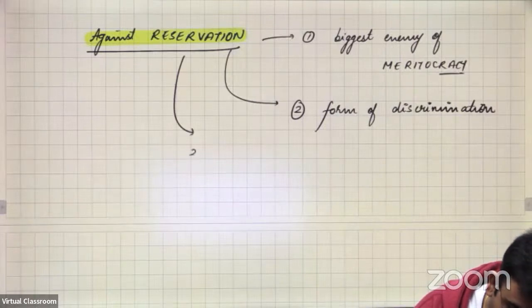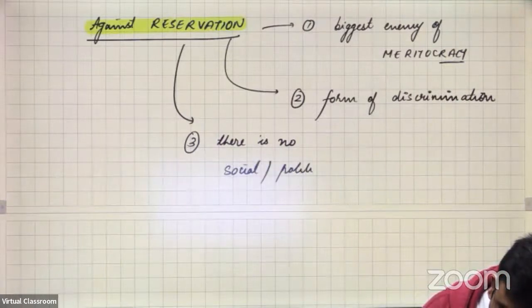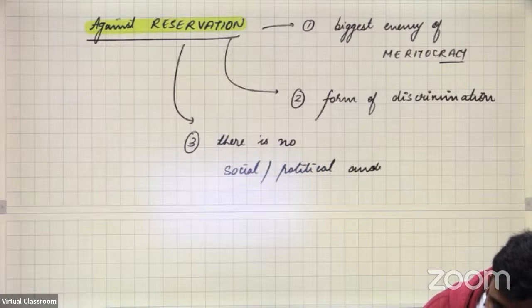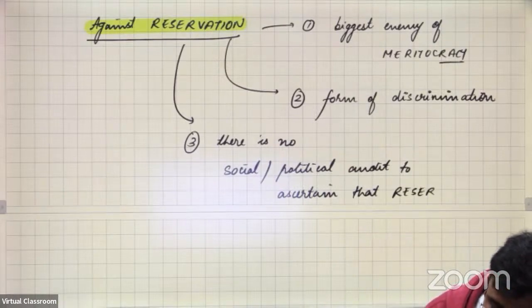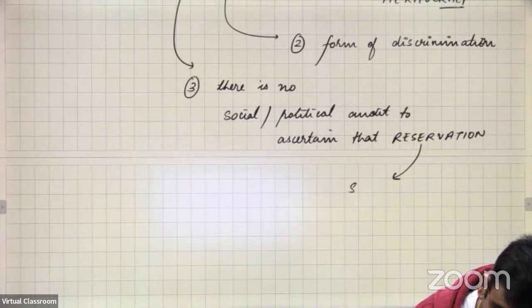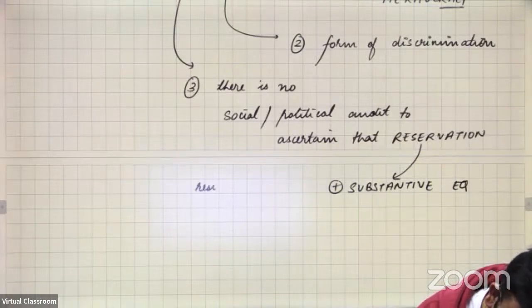All right, third point: there is no social or political audit to ascertain that reservation is an instrument of substantive equality and that it is resulting into something effective.